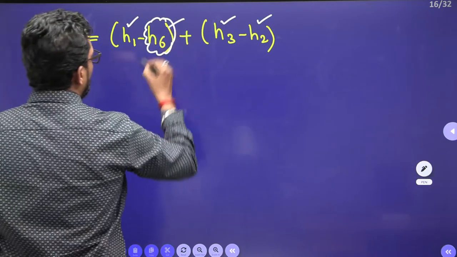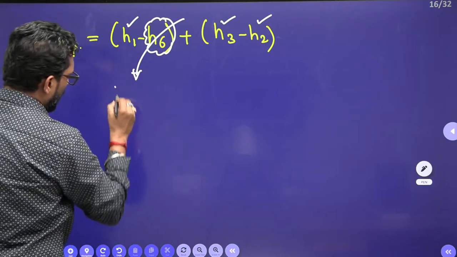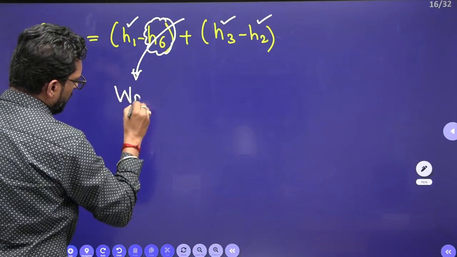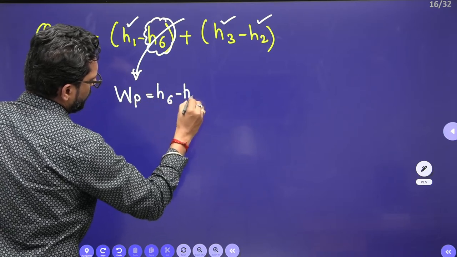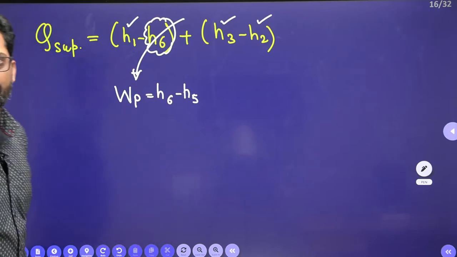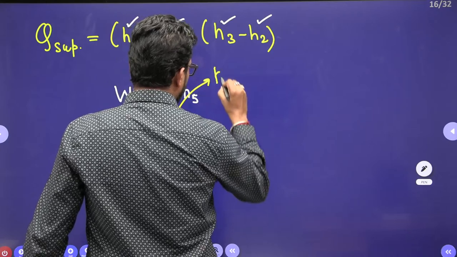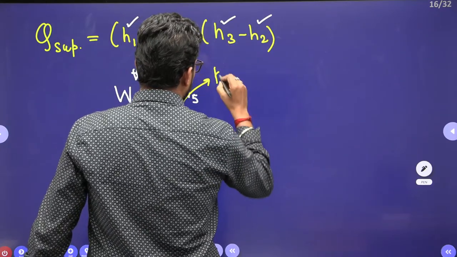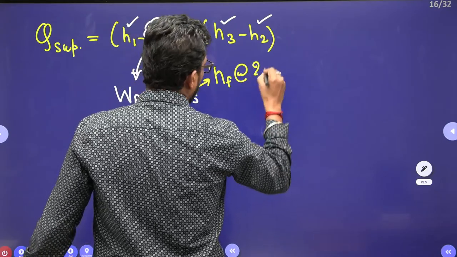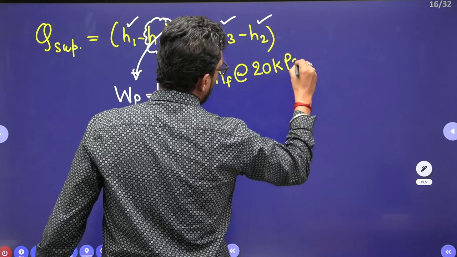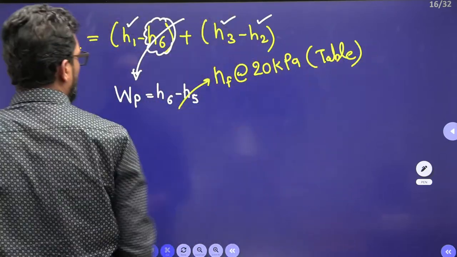See, to calculate H6, we have to do a pump work. What is the pump work? It is H6 minus H5. Yes or not? H6 minus H5. And what is the H5? It is HF. Yes or not? HF at the condenser pressure, how much? 20 kilopascal. So you have this one value from the table.